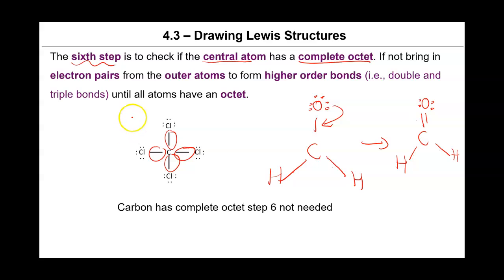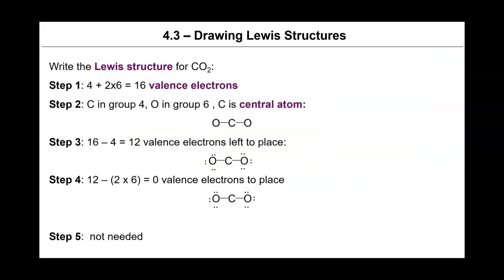In this case, however, our central carbon atom already has an octet, so step 6 of making double or triple bonds is not needed. So we should have a look at a molecule that has a double bond or 2 in it. So we're going to write the Lewis structure for carbon dioxide.